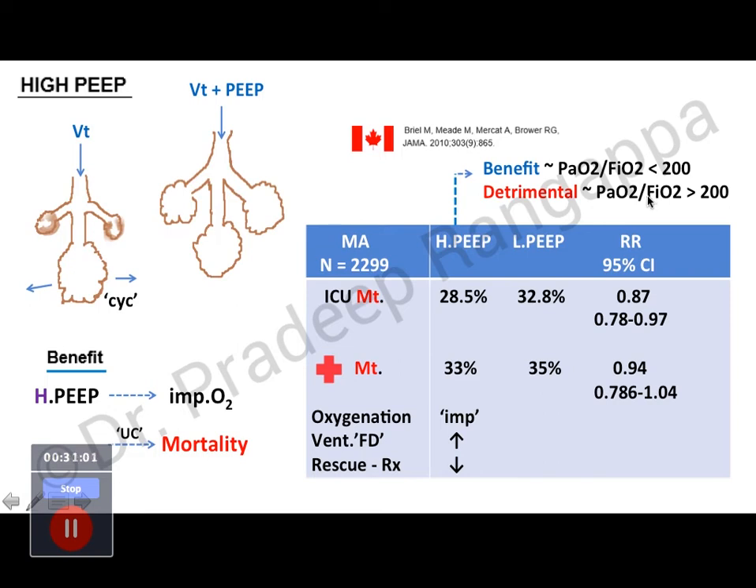So optimization of the PEEP, or the high PEEP, you should reserve for moderate to severe ARDS where PaO2/FiO2 is less than 200, because less than 100 is severe ARDS. So keep that in mind. If it's a mild ARDS, don't give very high PEEP.